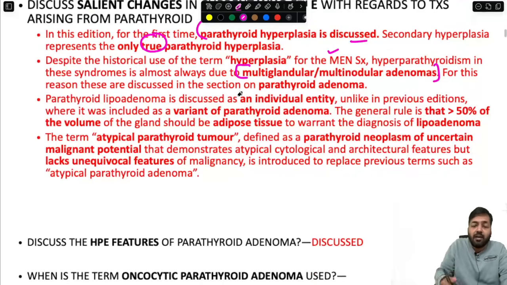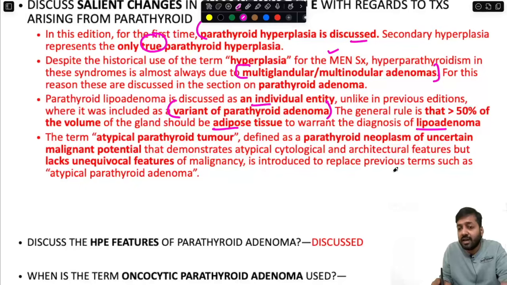Okay. Parathyroid lipoadenoma is now discussed as an individual entity, unlike in the previous edition where it was included as a variant of parathyroid adenoma. The general rule is that more than 50% of the volume of the gland should be adipose tissue to warrant the diagnosis of lipoadenoma.